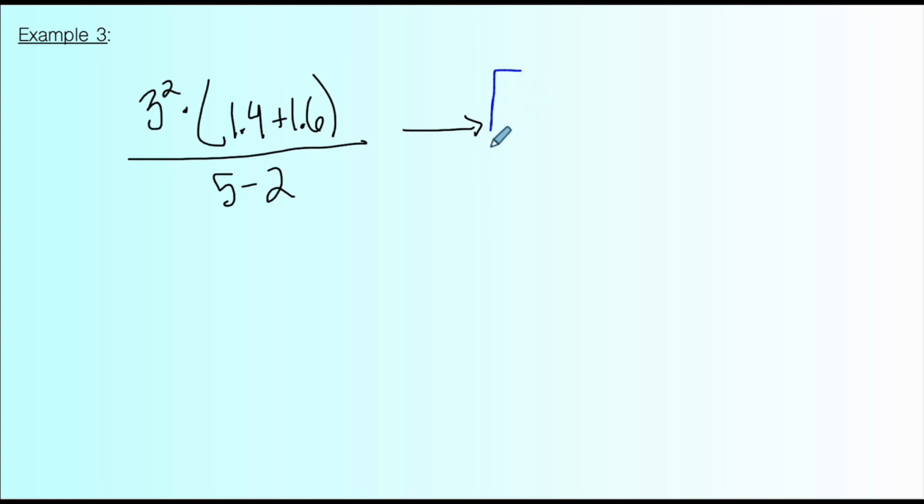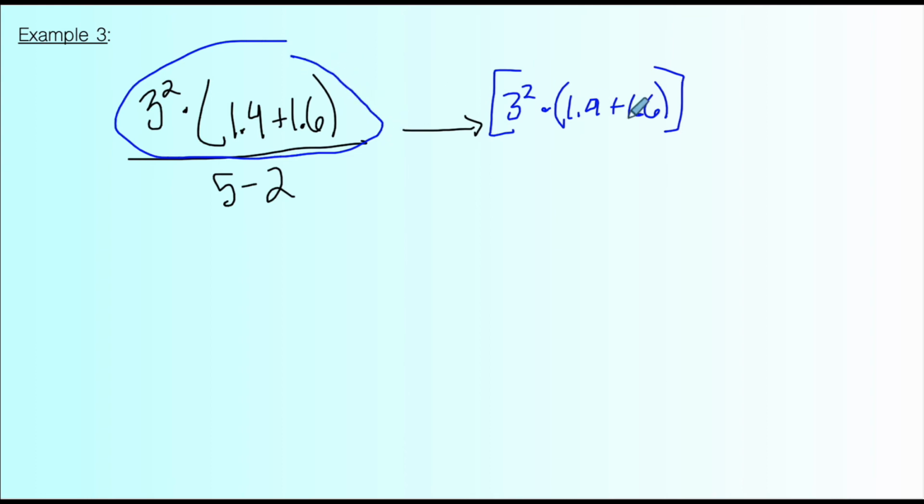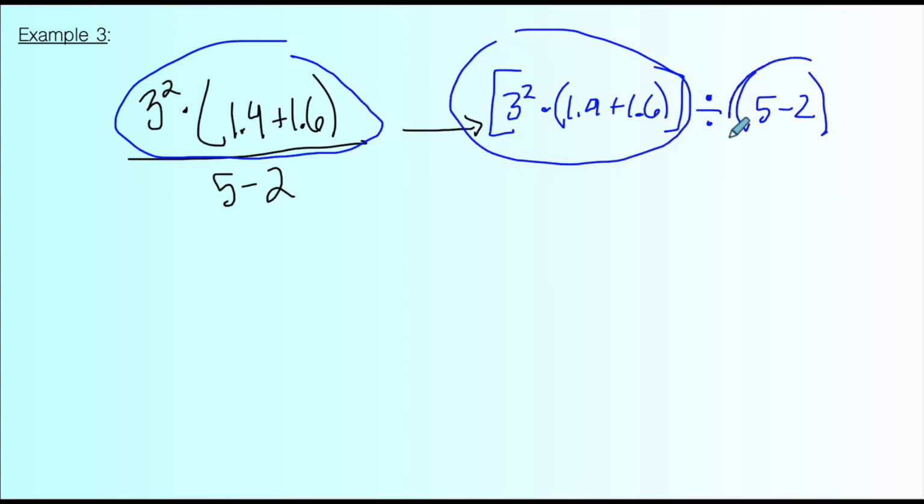It could have been rewritten as 3 squared times 1.4 plus 1.6. And it's this whole thing. So that's why I put everything in brackets. You'd have to do this whole thing first and then divided by 5 minus 2. Notice I have parentheses around the 5 minus 2 as well. Because if I didn't, it would be divided by 5 and then minus 2. But we're doing this whole top part divided by the whole bottom.